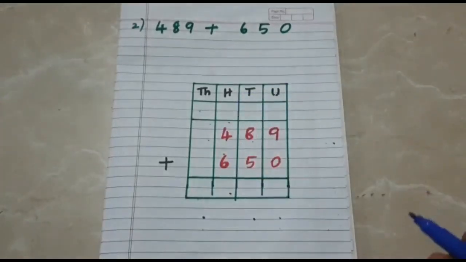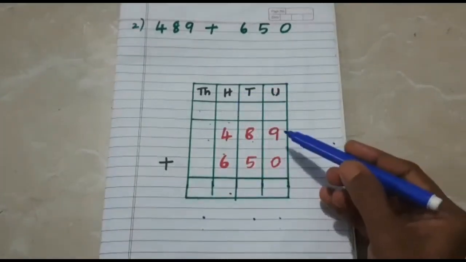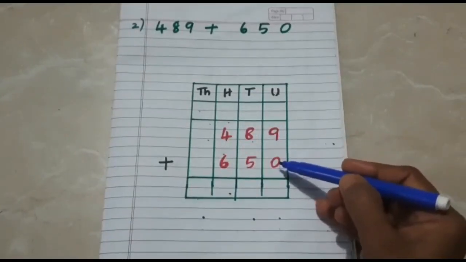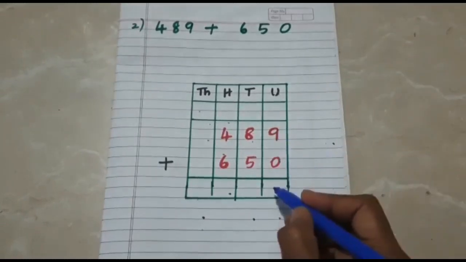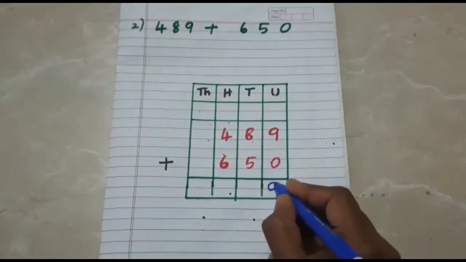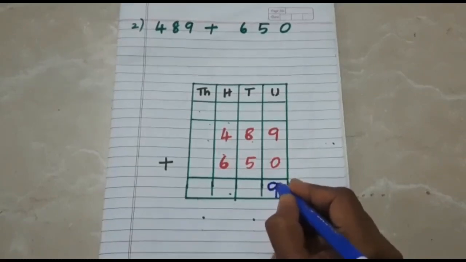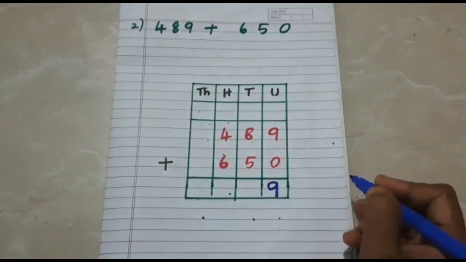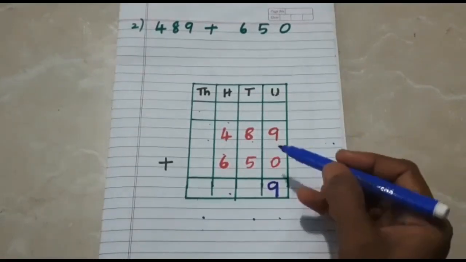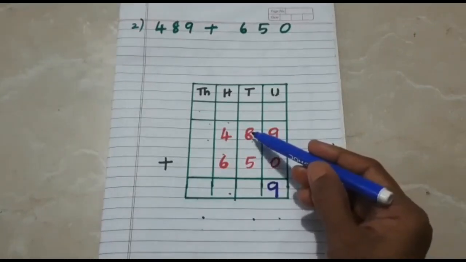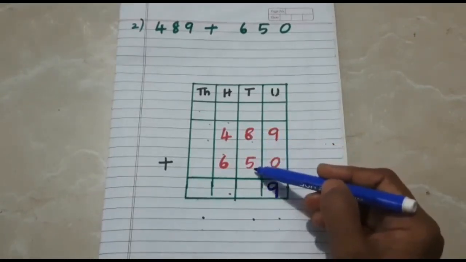Now let's begin with our addition. Here 9 plus 0 is how much, children? 0 doesn't have any value, so 9 plus 0 is 9 as it is. When we add any number to 0, we get the same number. Keep in mind.